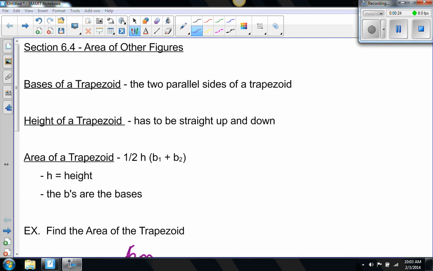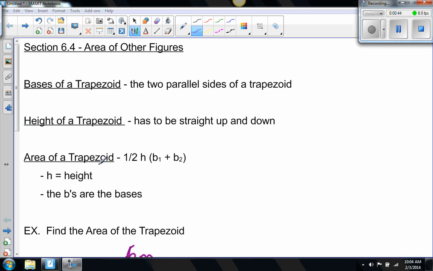There are two bases to a trapezoid, and that's the top and the bottom normally, unless it's sitting on its side. They're the two sides that are parallel, across from each other. The height of the trapezoid is just like all the other figures we've done so far. It has to be a straight line. You can't use the slanted sides.